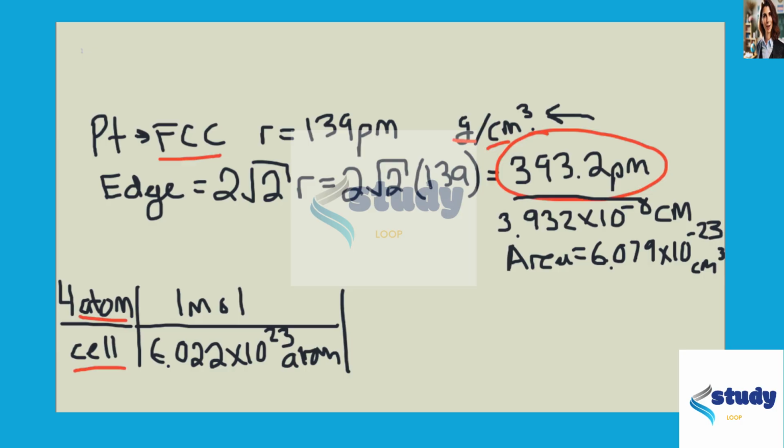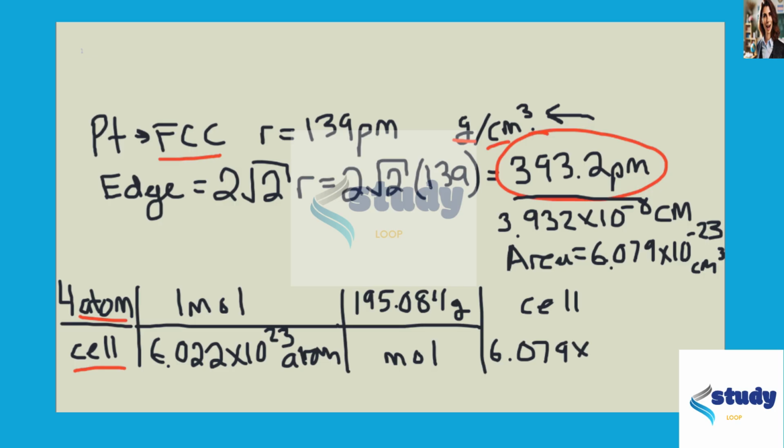And then we're going to use the molar mass of platinum, which is 195.084 grams per mole. And finally, as we just showed, 1 unit cell is equivalent to 6.079 times 10 to the negative 23rd cubic centimeters. So now that we've lined this all up this way, atoms cancels atoms, moles cancels moles, our unit cell cancels our unit cell.